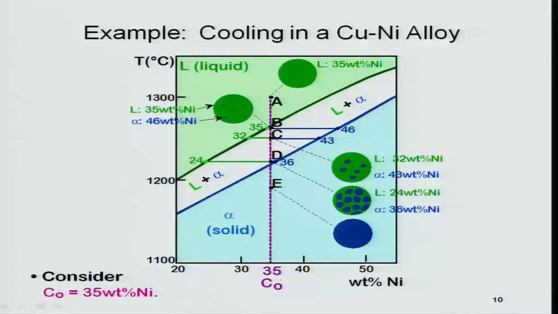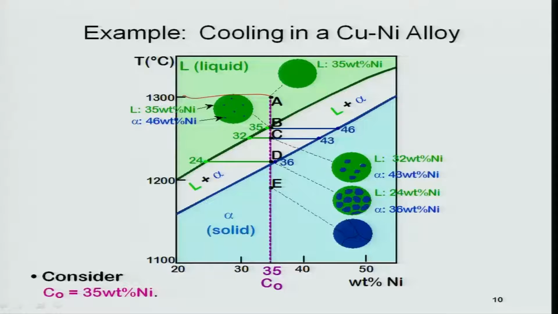So at point A, which corresponds to 1300 degrees Celsius, as you have seen here, it is a completely liquid state because it is above the liquidus. So above the liquidus everything should be liquid. Now as we cool down from A to B, B is just slightly below the liquidus temperature. As you see, this is point B.